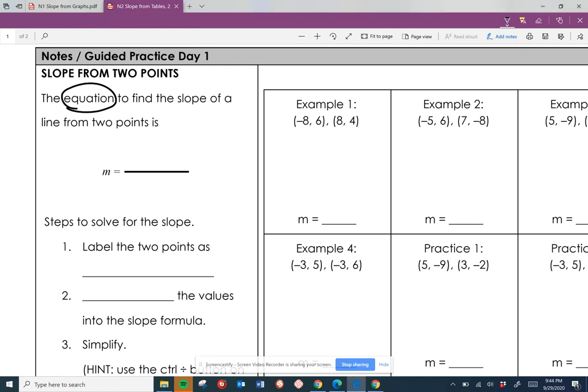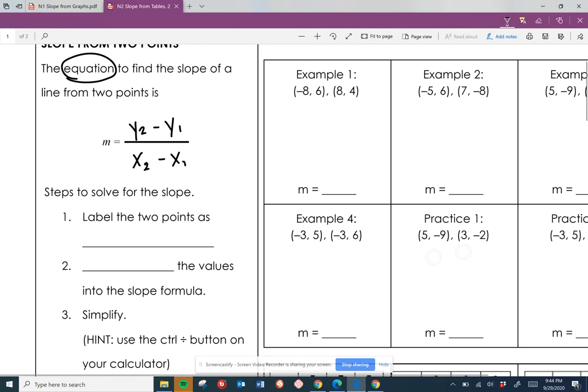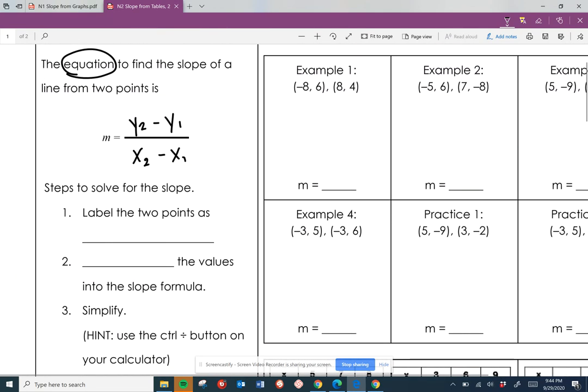There's a formula. This is going to be on your formula chart in order to find the slope. Remember, m is always going to be our slope variable, and we are going to use y2 minus y1 over x2 minus x1. Just like before, our y's are always going to go on the top for slope. And so these are going to be the steps that we're going to have to use to simplify those.